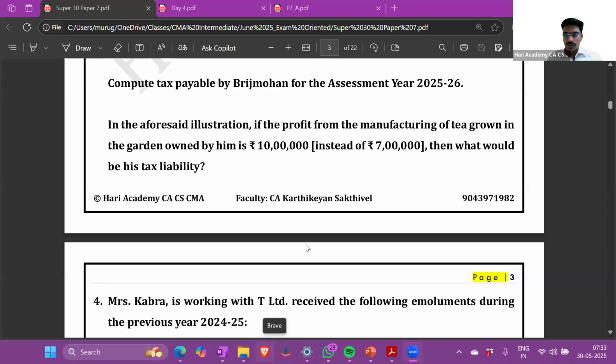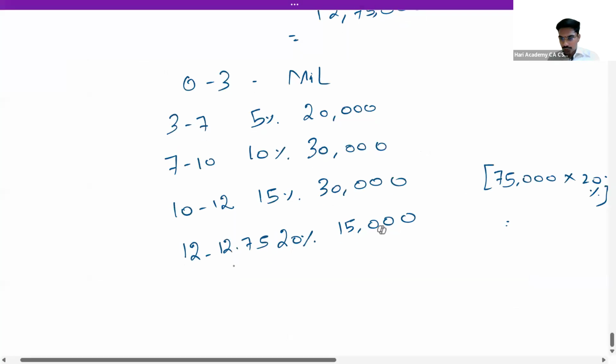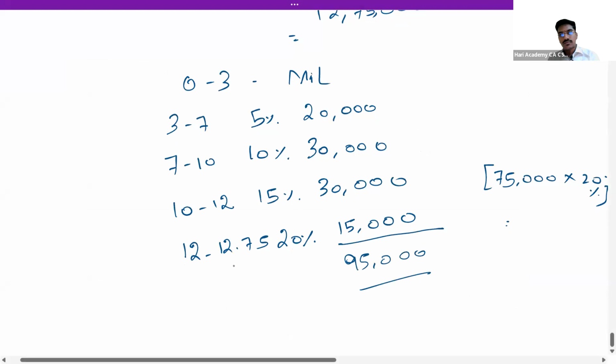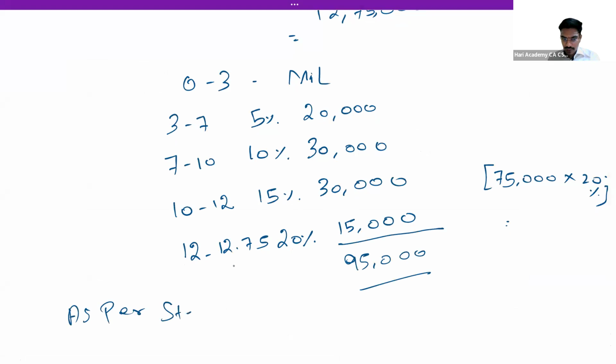Yeah, it is correct only. So this amount is correct, there is no change. The total is 30 plus 30, 60, 60 plus 20, 80, 95,000. So as per step 1, tax liability is 95,000.